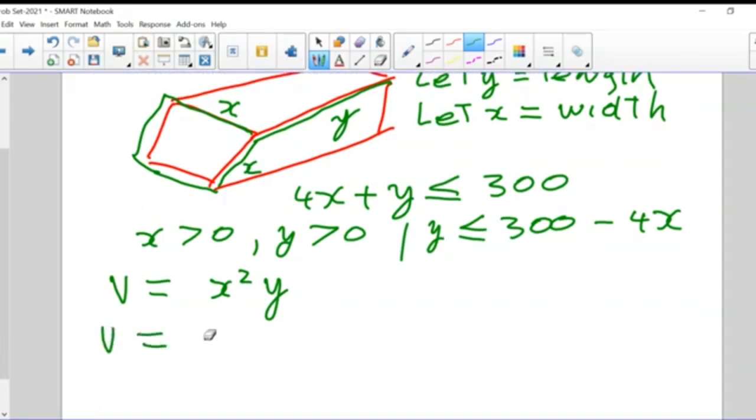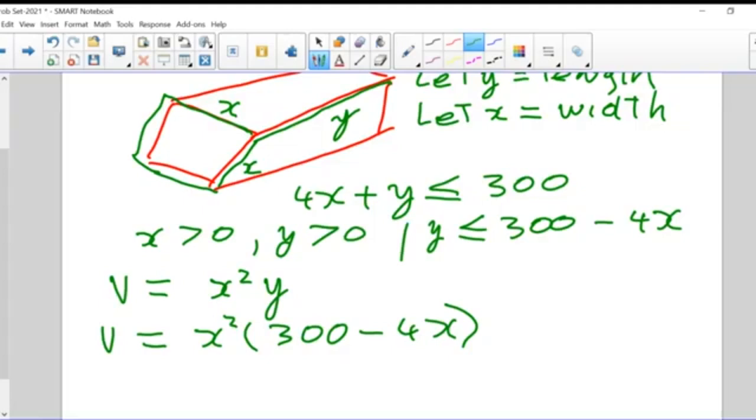So v is equal to x squared times (300 minus 4x). That sounds like what Sarah is saying to me. I don't know how it sounds to you. The 300 minus 4x represents one way of writing the y down, and we're putting that in as our y. Okay, so we're looking at a cubic function here, apparently.